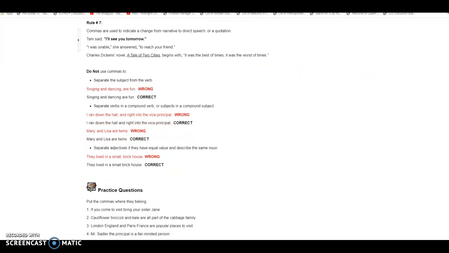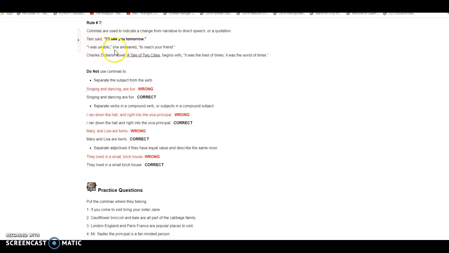And then rule number 7, you need commas to indicate a change from narrative to direct speech or a quotation. So if I say something like, Tam said, comma, "I'll see you tomorrow." We need the comma here to break up the "Tam said" and then the dialogue.